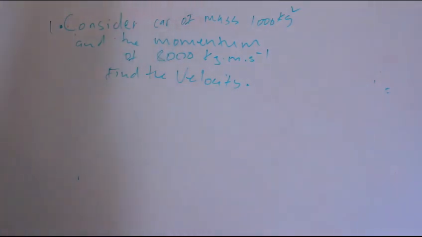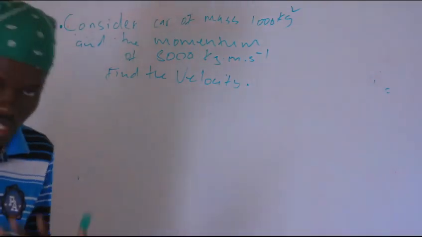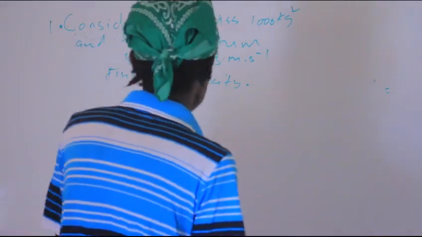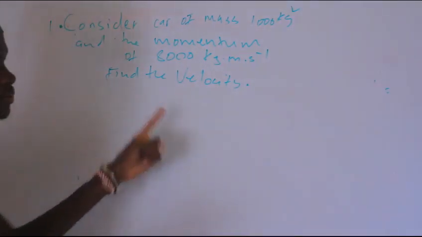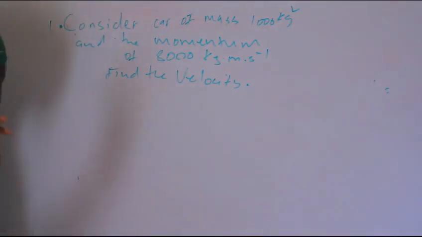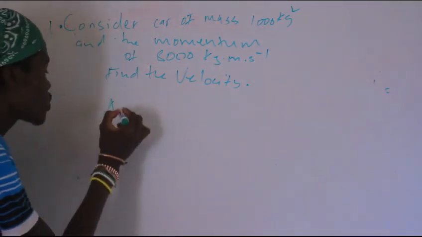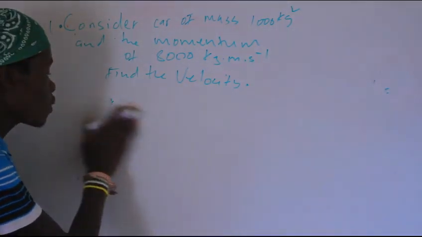Alright, sharp. They might tell you to consider east as positive. They will tell you everything. So now they're looking for the velocity. This doesn't mean you must apply our equations of motion. No.